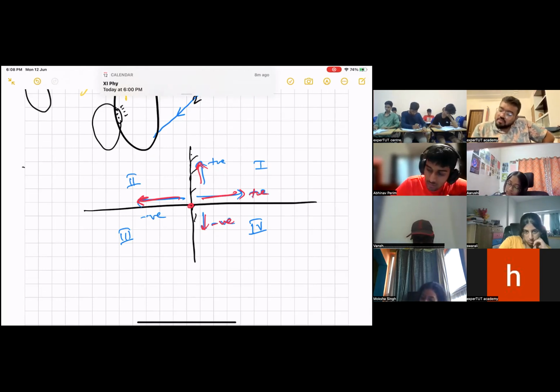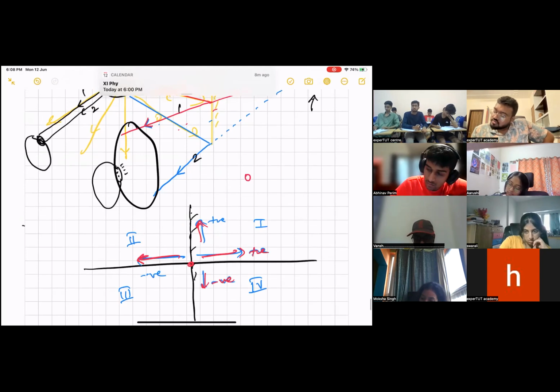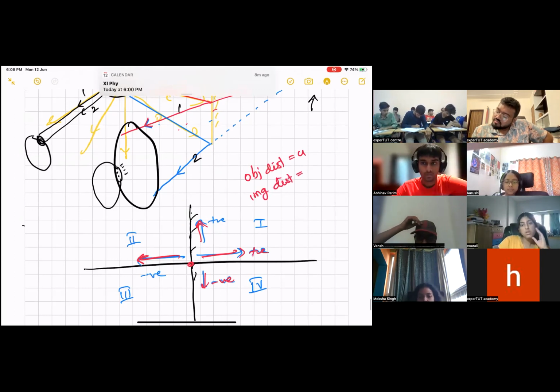Object distance is called U. You remember that, right, Vansh? Oh, sir, I'm confused between U and V. U comes before V, right? Yes. Object comes before image. If there was no object, there would be no image.